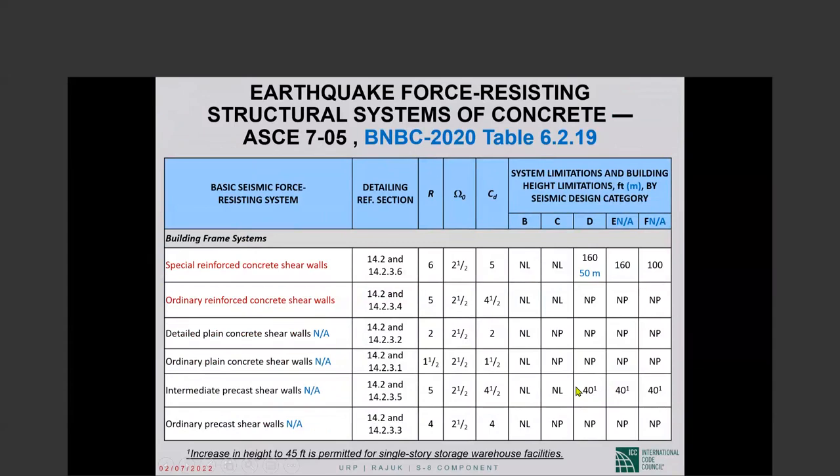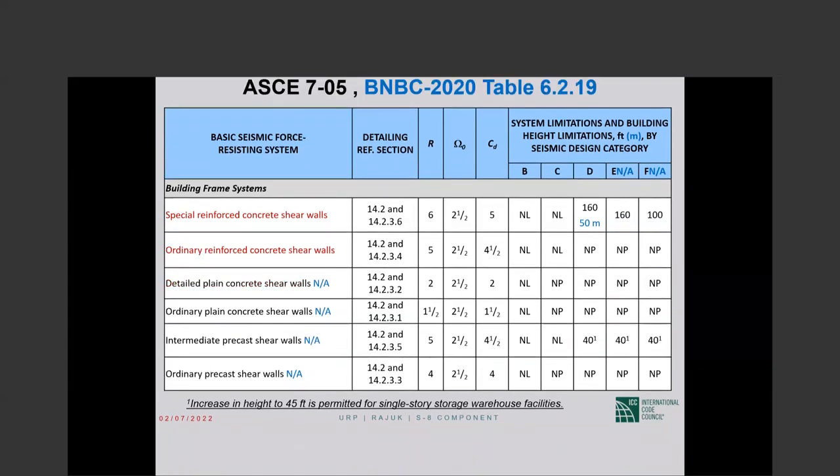Okay. The reason is, in a building frame system, the gravity loads are carried by frames, the lateral loads by shear walls. So the elements that carry lateral loads do not carry gravity load. The elements that resist lateral loads do not resist gravity. In a bearing wall system, the same shear walls that resist lateral forces also carry gravity loads. That's the reason for the difference in R values.